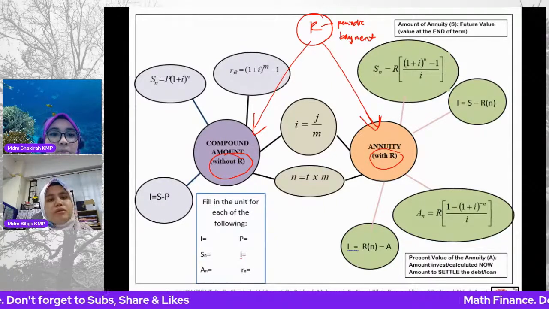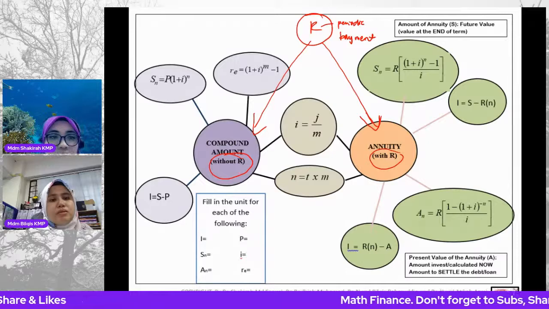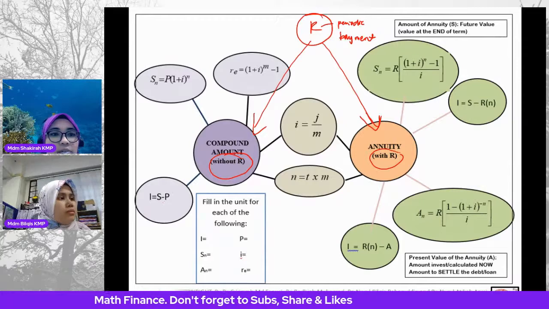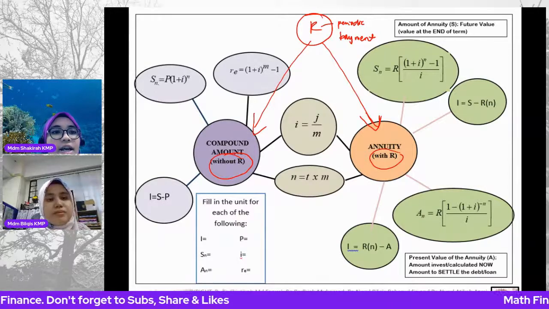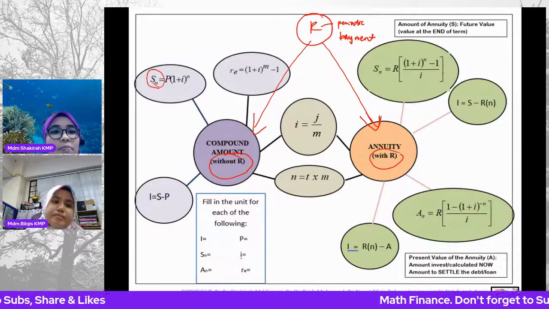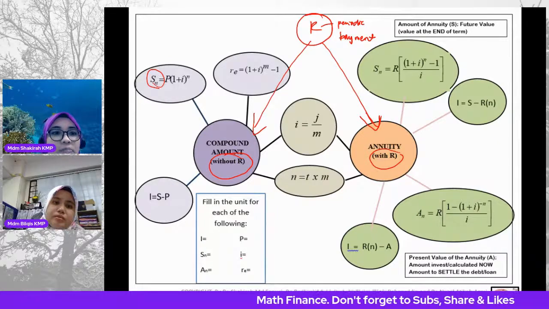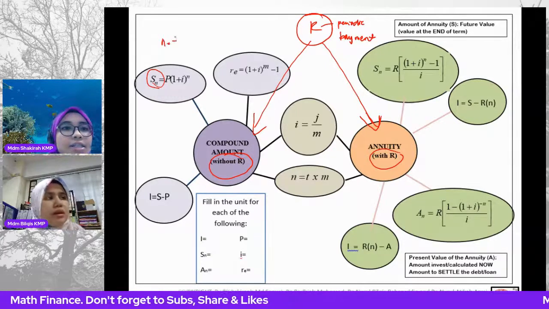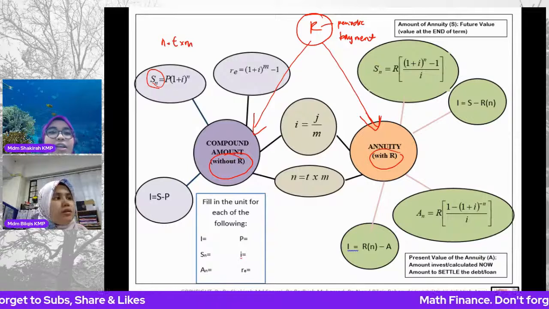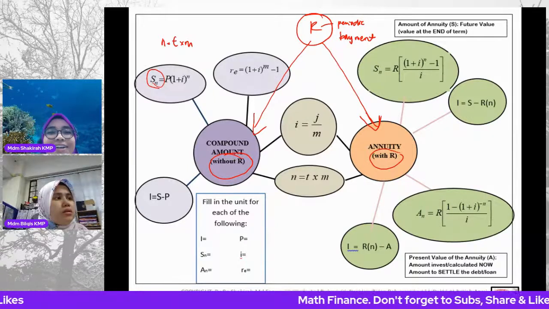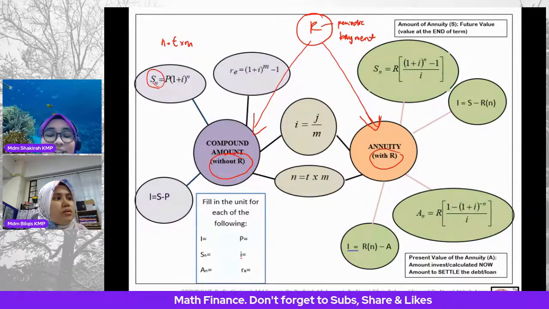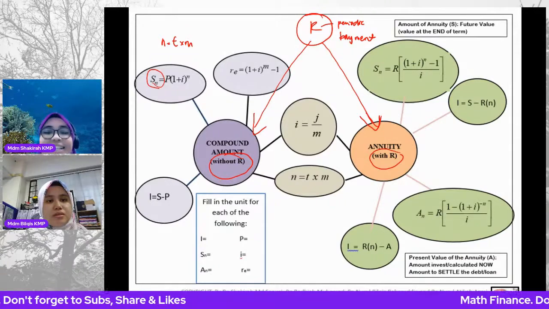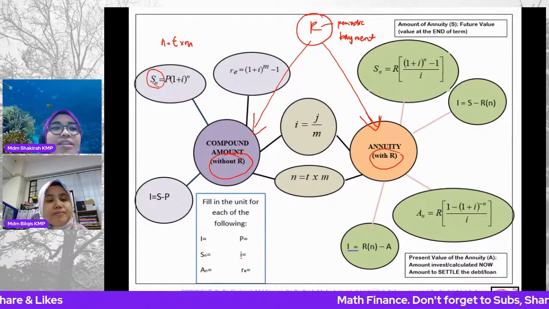Okay, untuk compound amount without R, apa formula yang kita ada? Okay, the first formula is Sn. Sn equals to P(1 plus i) to the power of n. So please remember, what is n? n is t times m. In exam you need to remember, but chapter ni tak masuk exam kan, tapi masuk UPS. Again, you need to remember lah. n equals to t times m.